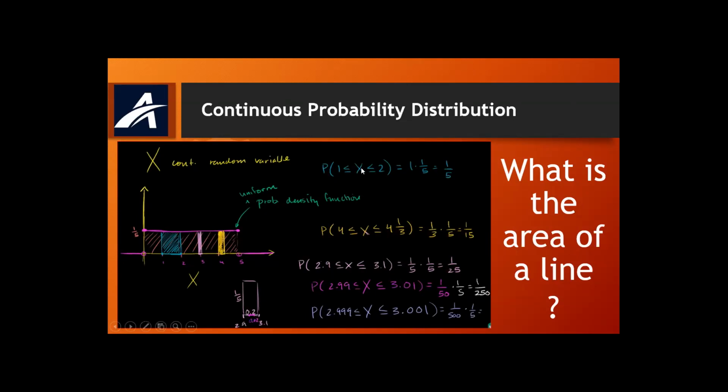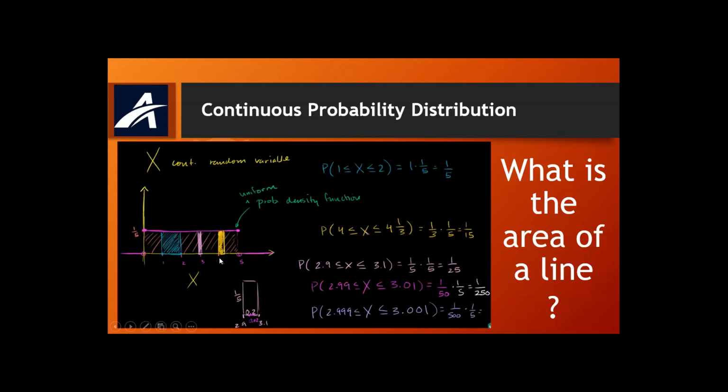Now let's say we want to get a point on the x-axis, where x is greater than or equal to 1 but less than or equal to 2. What is the area? We've calculated the area is 1/5, because area is height times width. The height is 1/5, the width is 1.